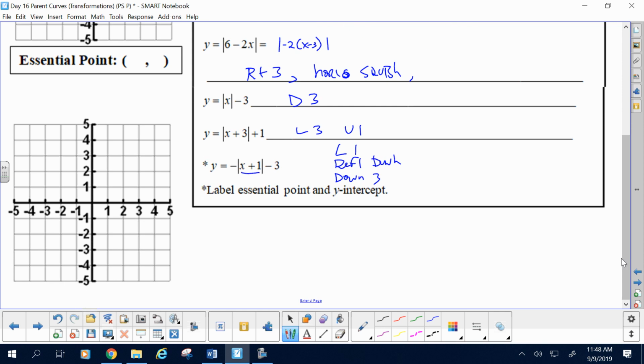So in terms of the order, it would be something like this. Here's the first graph, the absolute value. Then it's left 1. Then it's reflect down. Then it's down 3. That is your graph, and I can verify with my essential point. If I put in a negative 1, don't I get out the absolute value of 0, minus 3, which is negative 3? Yeah. So it checks. You can always make a table.